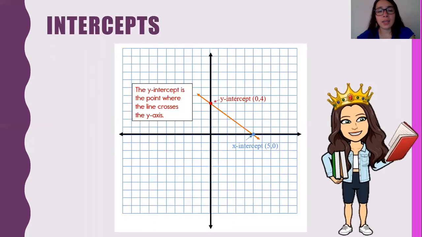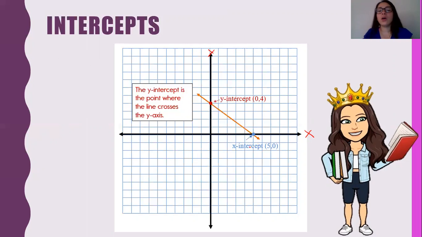So looking at intercepts. What's an intercept? An intercept is when a line crosses either the y-axis, the one that goes up or down, this is my y, or it's when my line crosses my x-axis, which is this line here.